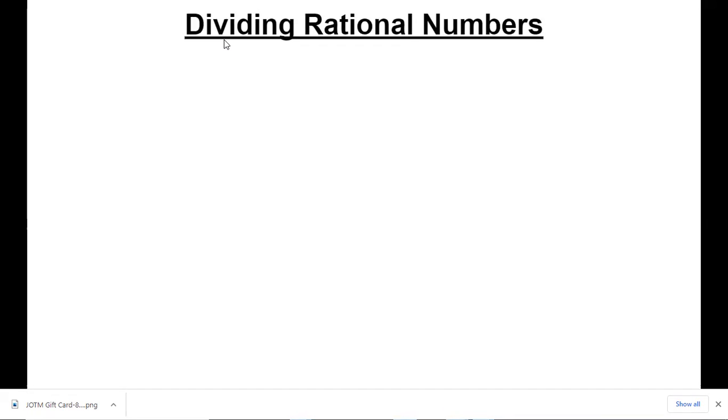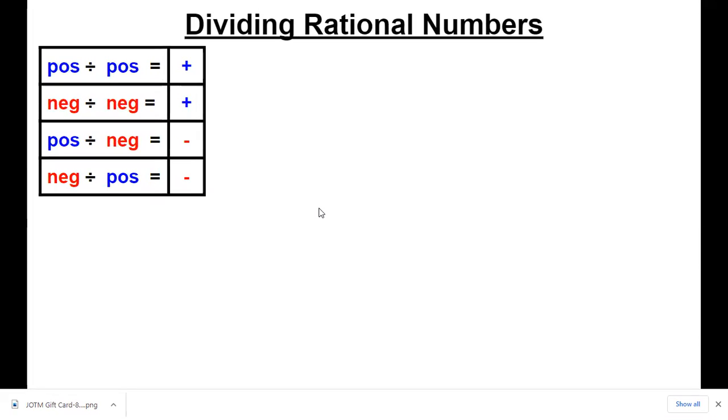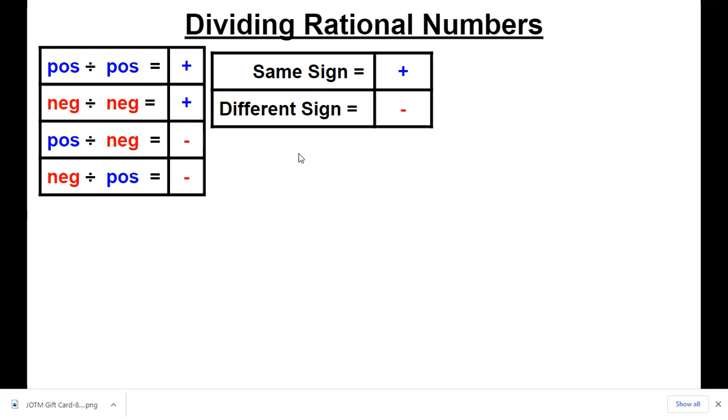Dividing rational numbers. The rules for dividing rational numbers are the same as they are for multiplying rational numbers. If you have a positive divided by a positive, your quotient will be positive. A negative divided by a negative, your quotient will be positive. A positive divided by a negative, your answer will be negative. A negative divided by a positive, your answer will be negative. That can be summed up as: same sign, your answer is positive. Different sign, your answer is negative.